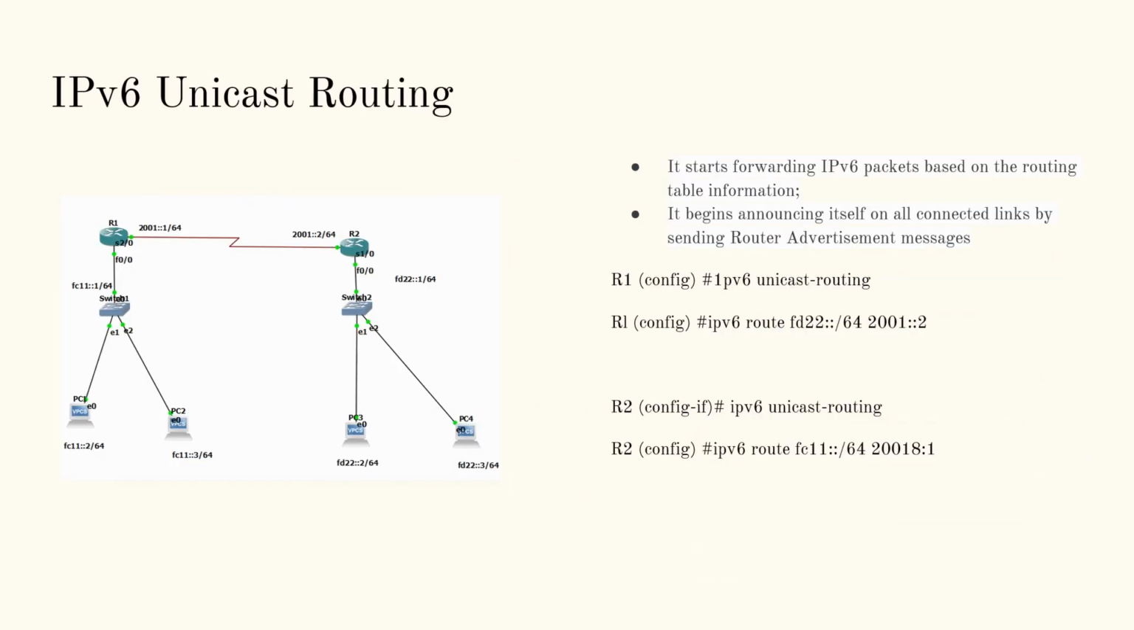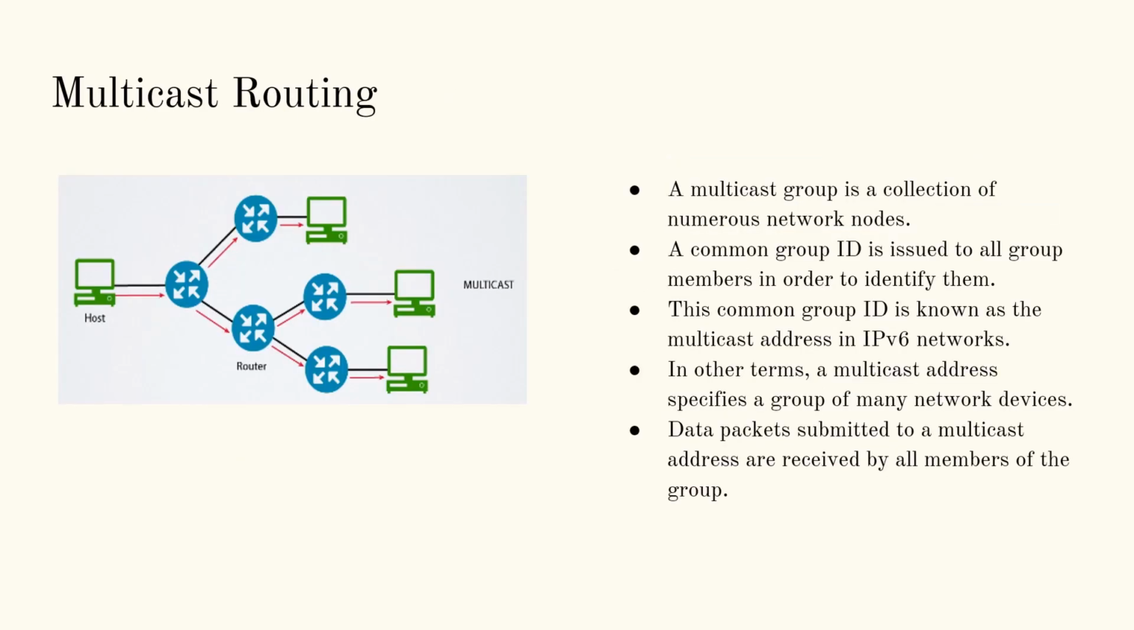Now let's talk about IPv6 unicast routing. It starts forwarding IPv6 packets based on the routing table information. Unicast is one-to-one. If this PC wants to send something to that PC, it will use unicast. This is the routing configuration of unicast routing.